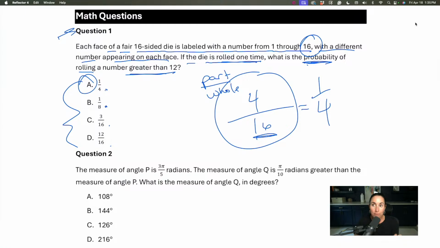Okay, so very simple probability problem. We're just doing the part over whole. They gave you a couple of little things here. You know, it's not just one number. We actually have a choice of 4 numbers out of one roll, 13, 14, 15, or 16, and we needed to reduce the fraction.